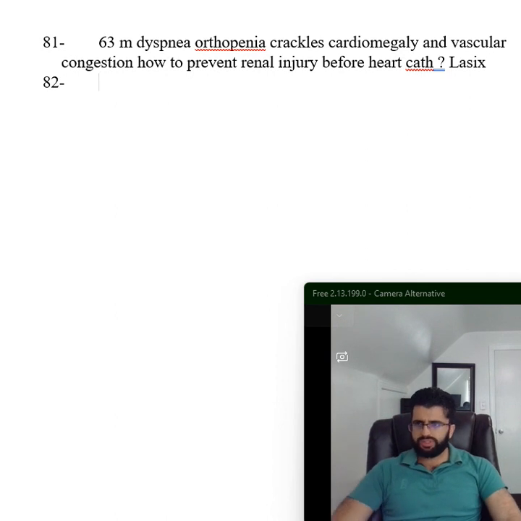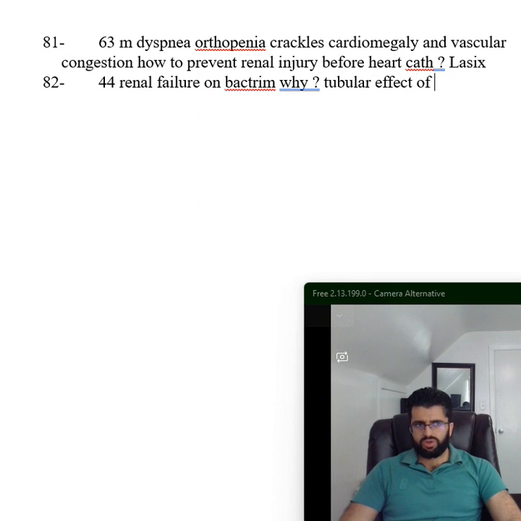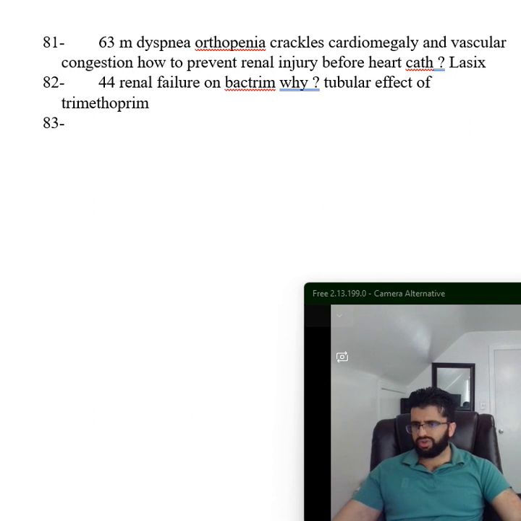Now there's this other case. A 44-year-old with renal failure on Bactrim. And they ask, why is the creatinine high? This is the tubular effect of trimethoprim. Trimethoprim competes with creatinine and causes a false elevation in creatinine. It's not an actual kidney injury, but it causes elevated creatinine without decreasing GFR. Okay, that's the key in this case.